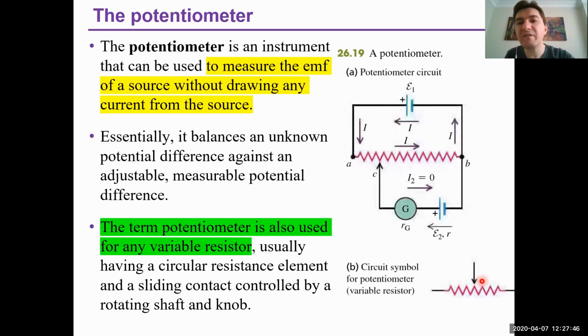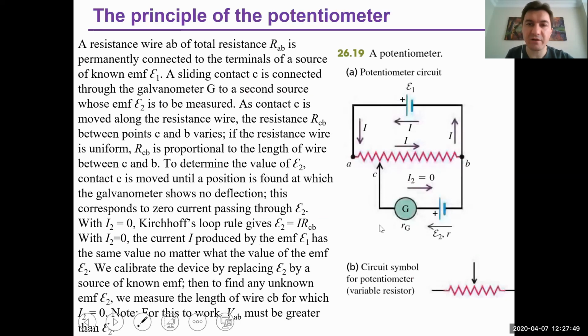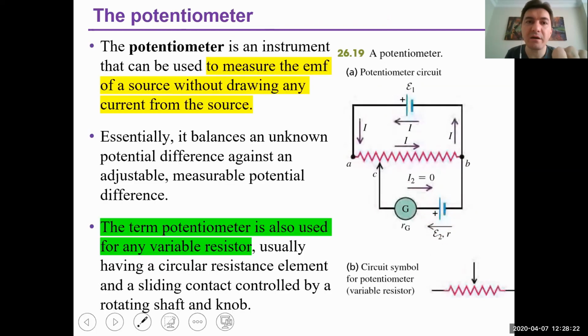So what is the working principle of a potentiometer circuit? This is a potentiometer circuit. Here we have a known EMF, EMF1, and here we have a potentiometer or variable resistor, and here we have a galvanometer. The galvanometer has a certain internal resistance, coil resistance. And here we have another EMF, which is unknown. We would like to measure it. Potentiometer can be used to measure the EMF of a source.